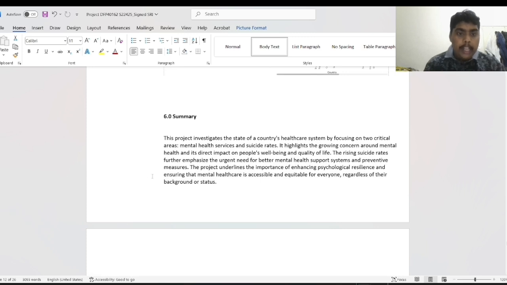So for the summary, this project investigates the state of a country's healthcare system by focusing on two critical areas, mental health services and suicide rates. It highlights the growing concern around mental health and its direct impact on people's well-being and quality of life. The rising suicide rates further emphasize the urgent need for better mental health support systems and preventive measures. The project underlines the importance of enhancing psychological resilience and ensuring that mental health care is accessible and equitable for everyone, regardless of their background or status.